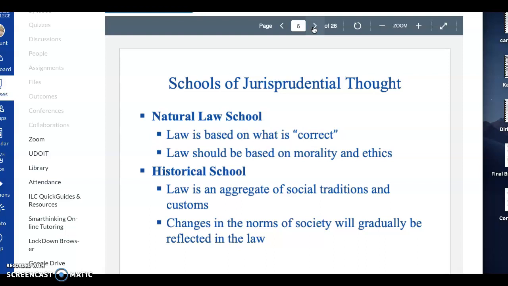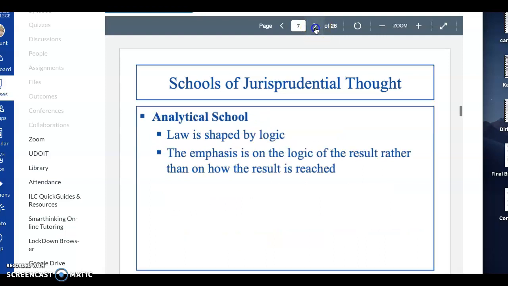Then we're looking at historical school. So this is where we look at social traditions and customs, and they change with the norms of society. So they're going to slowly transition into law. Analytical school is shaped by logic. It's the emphasis that logic is a result rather than on how the result is reached. So we're looking at what is the logical sense? Is that law logical in the context of where we're providing it in society?